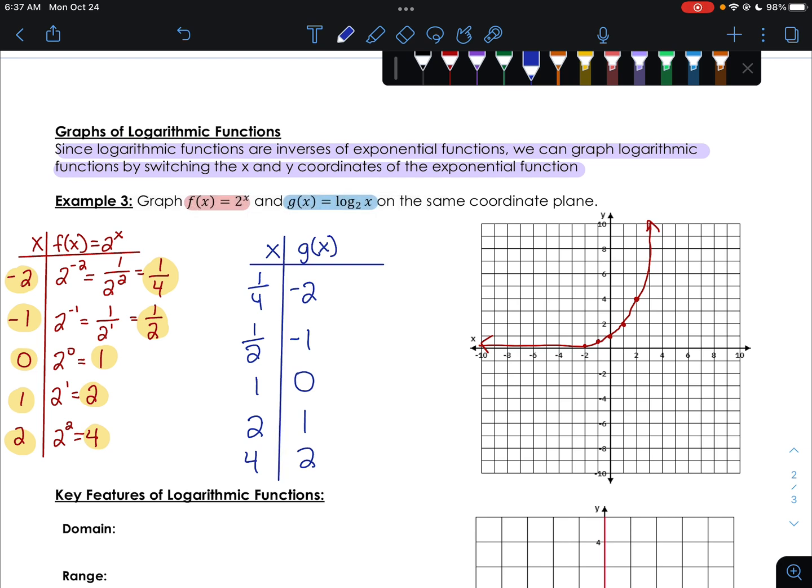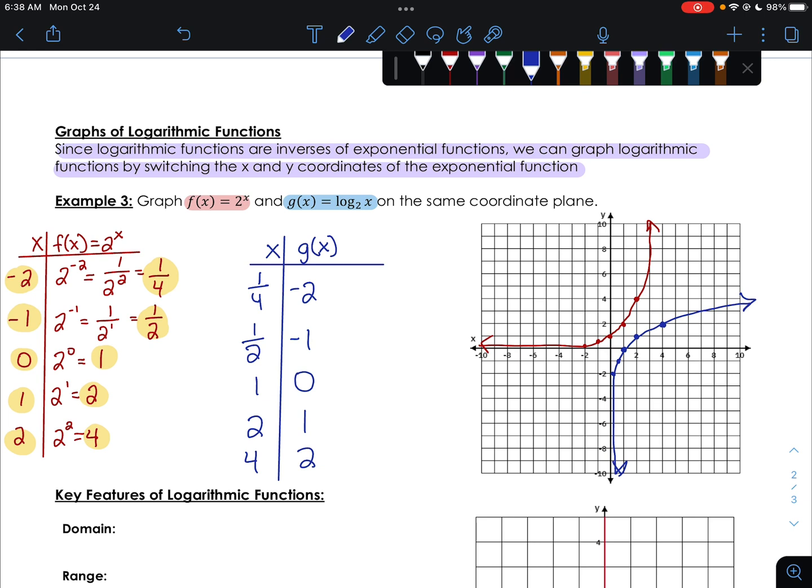So now we're going to graph those, and I'm going to make sure I graph it in blue. So 1/4, negative 2 is about right there. 1/2, negative 1 is about right there. 1, 0 is right here. 2, 1 is right here. And 4, 2 is right there. So all we're going to do is graph this function right here. So it should look something like that.